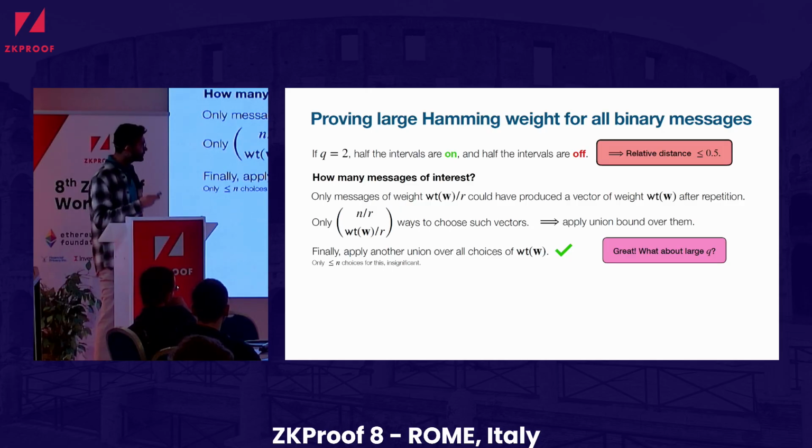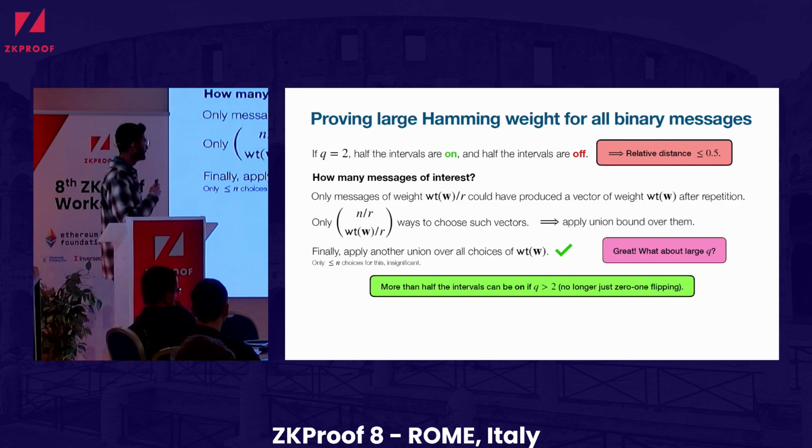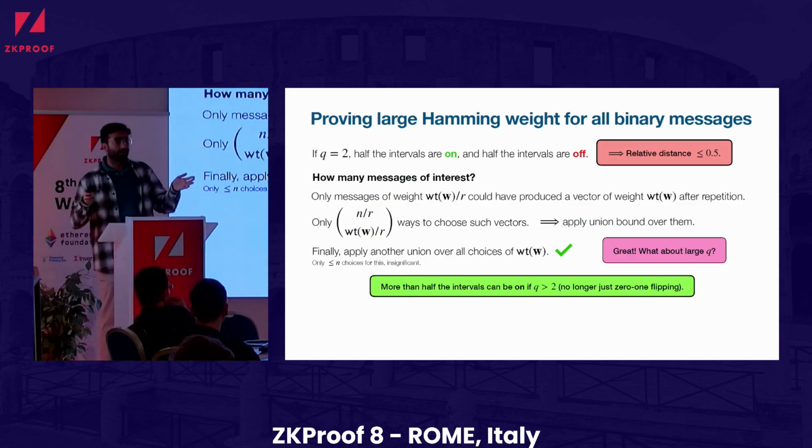But for larger Q, you can hope that this is not true, right? Because just as I was mentioning, in the binary case, you have this 0-1 flipping phenomenon, that after an on interval, you always have an off interval, and after an off interval, you always have an on interval. But in the non-binary case, you don't have this. An on interval can be followed by another on interval.